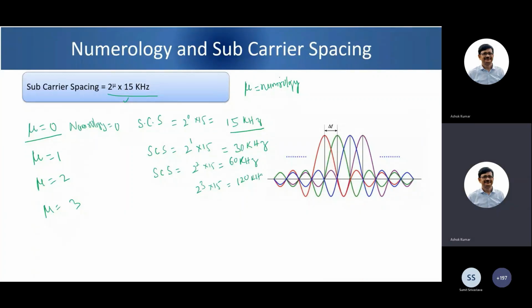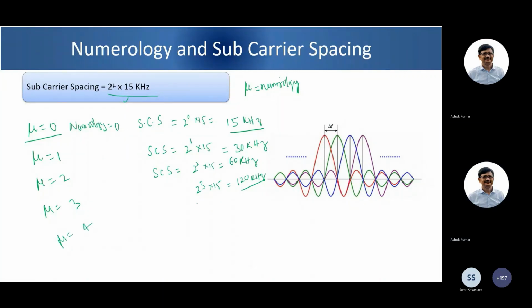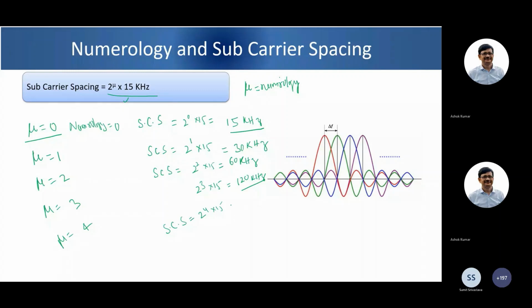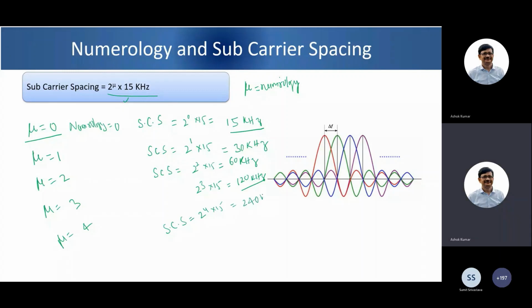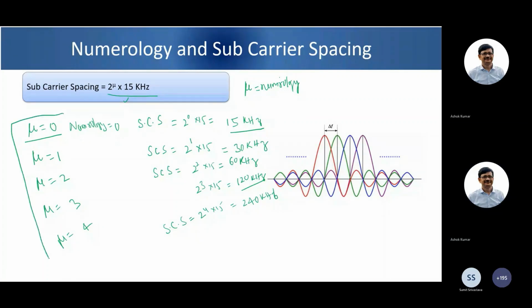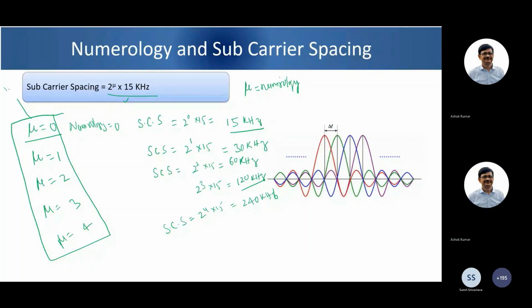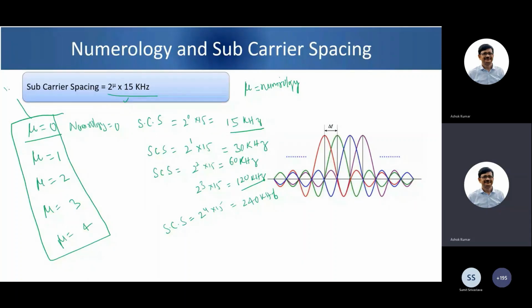Somebody is asking what is numerology. Numerology is nothing but subcarrier spacing. And then what is mu equal to 4? That is 2 to the power 4 into 15, which is your subcarrier spacing, nothing but 240 kilohertz. So we use numerology 0 to 4 in 5G. In 4G, we use only 15 kilohertz, whereas in 5G, we use 5 such numerologies.